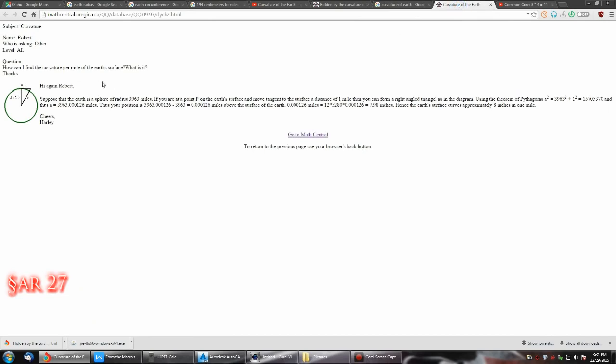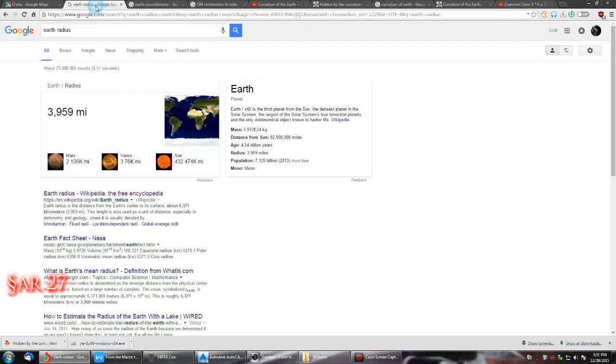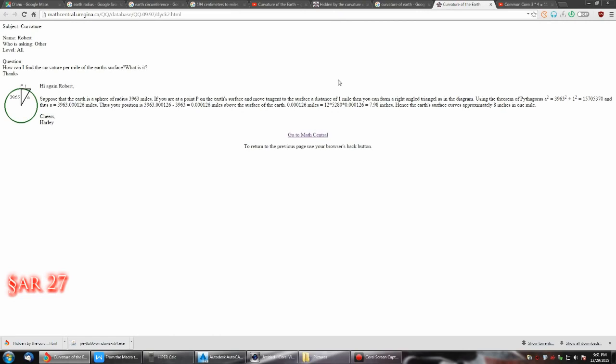And here it is. Now I looked through it, I analyzed it, and I also saw another funny thing: now the radius is 3,963 feet. So what is it? It's not feet, sorry, it's 3,963 miles. This right here says 3,963 miles for Math Central, and Google says it's 3,959 miles. Make up your mind.